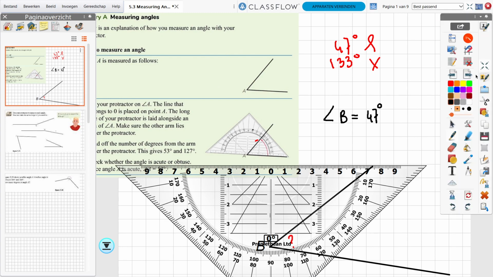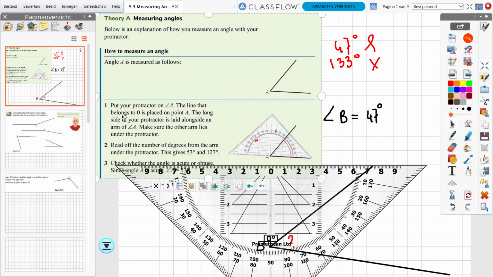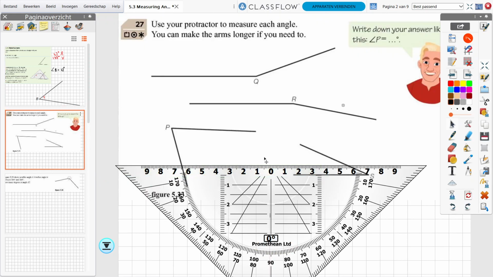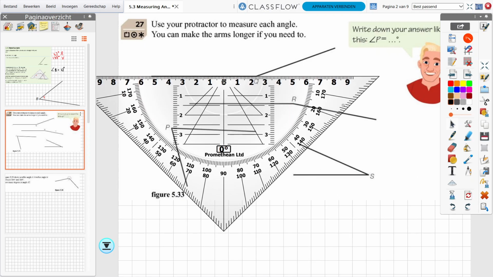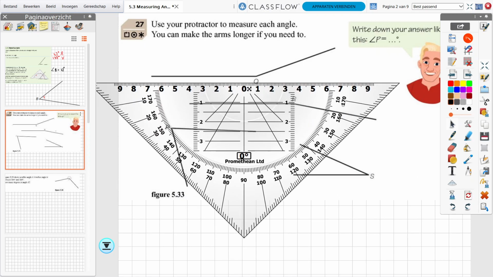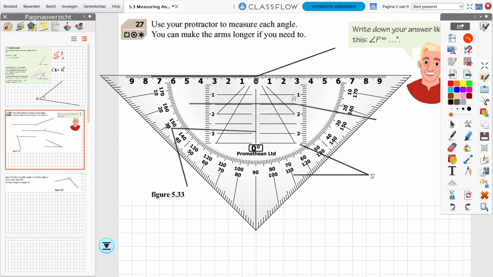So if I take a good look at this one right here, for some reason it's off center. The first thing you should always do is put your protractor on the correct place, so on the 0 on the vertex you want to measure, and then align it in the correct way. So I'm going to take a look at angle Q here. Don't put the 0 here at a random spot, right? The 0 must be right here.